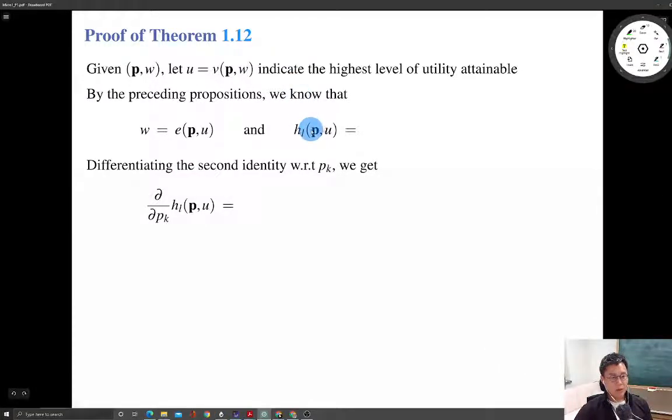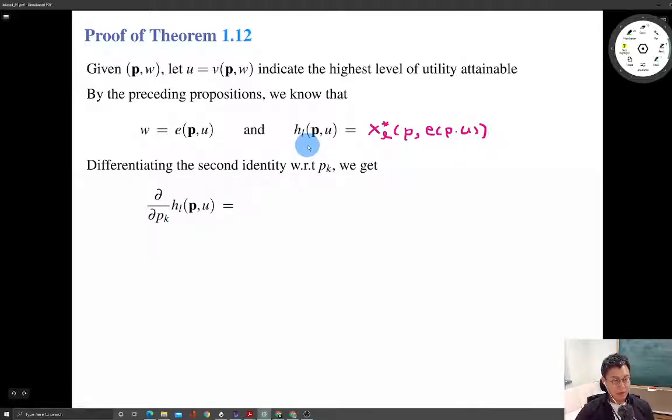Furthermore, due to the duality between Hicksian demand and Walrasian demand, we know that Hicksian demand for good L can be written as Walrasian demand for good L given P and the expenditure function E of P comma U. Now I'm going to take the second identity and differentiate with respect to the price of good K. So we consider a marginal change in the price of good K and examine the responsiveness of these two demand functions.